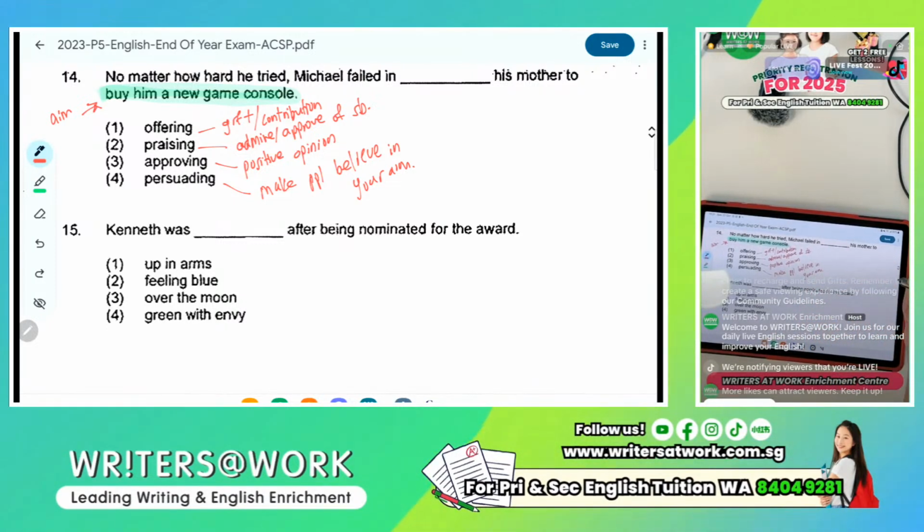So in this case, you can see that the aim is very clear cut here. He wants a gaming console. So in order to let his mom achieve this aim, he needs to persuade her first. Therefore, my answer will be number 4. Okay?